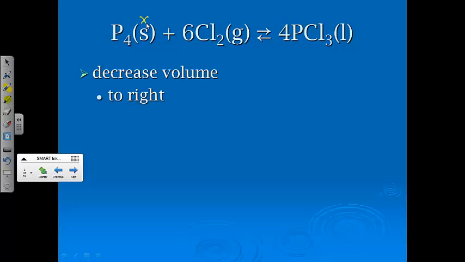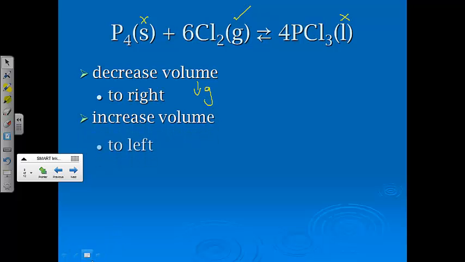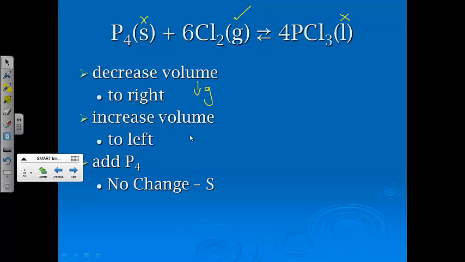Okay, so if we shift it to the right, hold on. First of all, let's look at solid, no effect. Gas, have effect. Solid, no effect. So if we decrease the volume, again, we're looking for which has the lower gas molecules, so that's why we're going to the right, because there's no gases on that side. If we increase the volume, we're going to go to the opposite, because we're going to the side with the gas molecules.